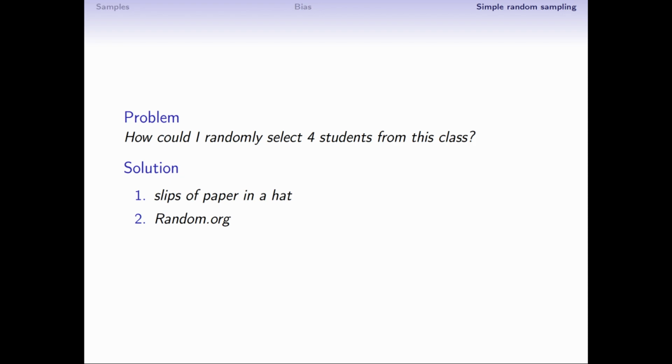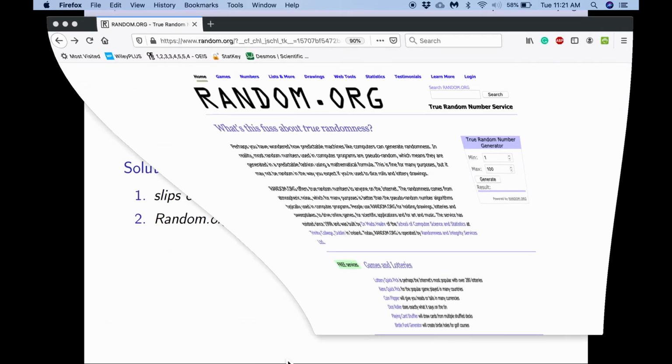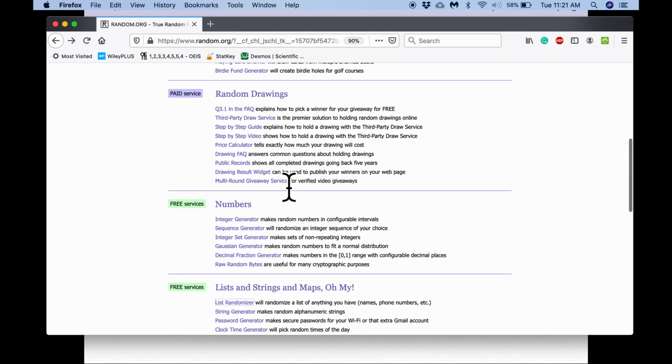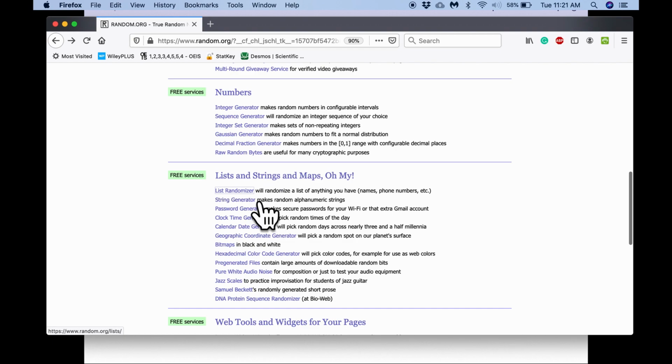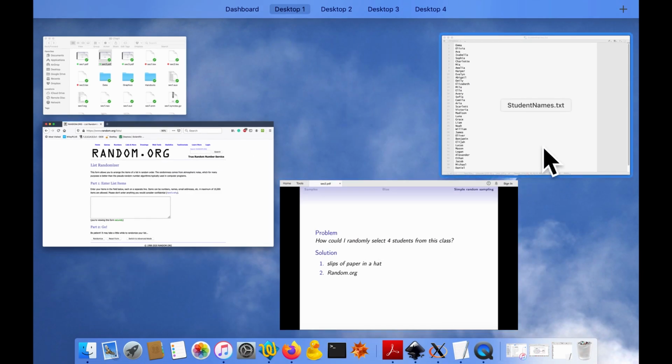Another way is to use some technology. There's a website called random.org that will help you randomize things. You can just go to random.org and work with what's called a list randomizer. I can take the names of students in a class, pipe them into random.org, and it will take the list and put it into a random order. So let's take a look at an example of this.